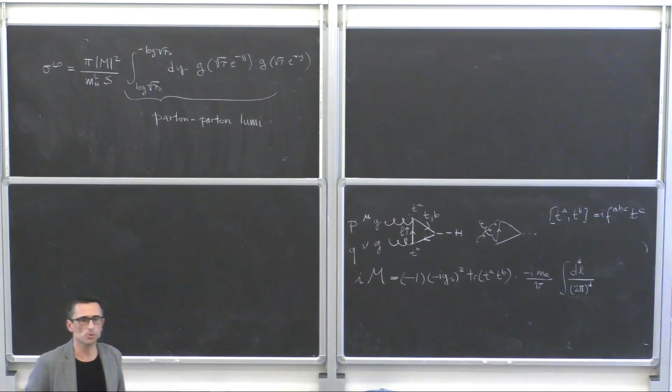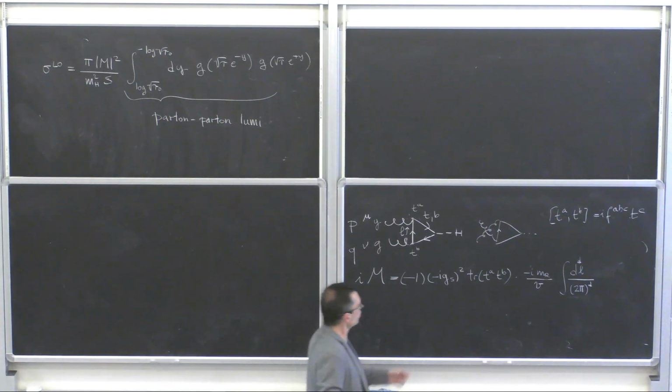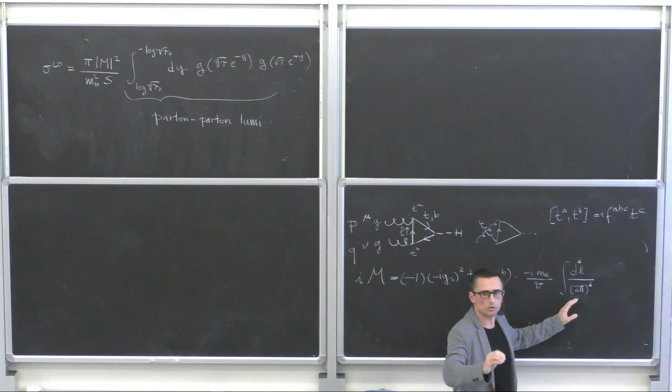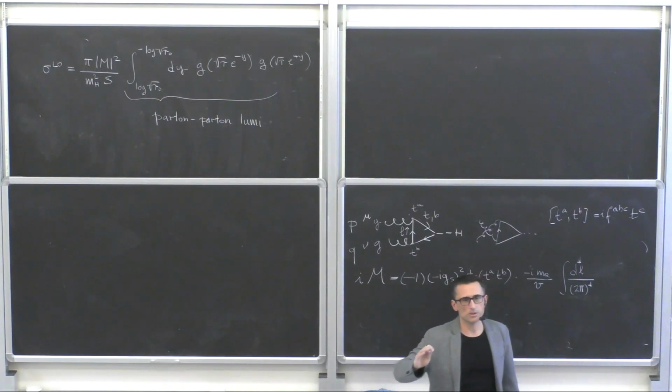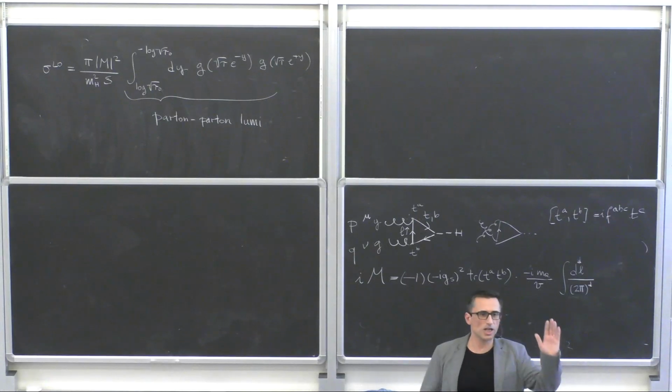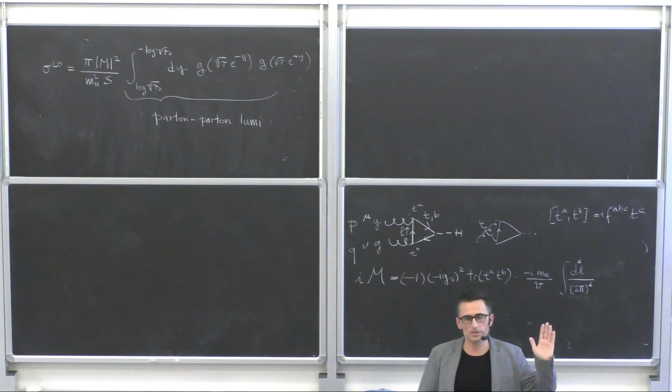So let's take a poll. Should I worry? Okay. So should I worry about ultraviolet divergences or should I not worry? Who says it's better always to worry? Who says life is short, better not to worry all the time?